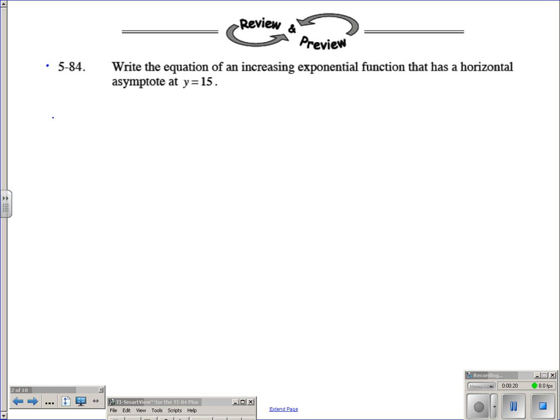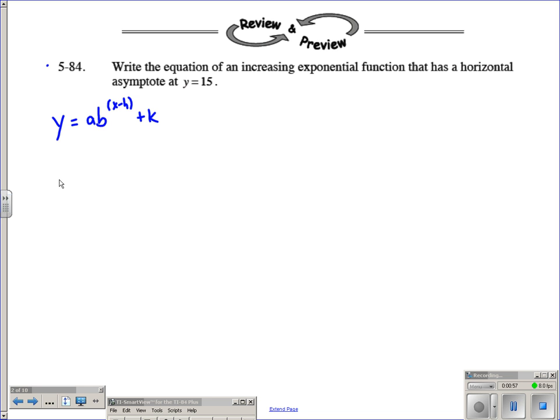Well, if you think back, when we were studying transformations of our parent graphs of different types of functions, we did study when we'd say y is equal to a times b raised to the power of x minus h plus k. And we talked about the different effects of the different parameters being our a, our h, and our k here. B is still our multiplier.